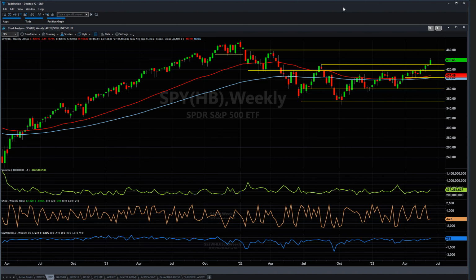As you can see, the spiders have broken out from a longer term rotational pattern, and you can see that right through here. Now, this is about the 430 area in terms of the spiders. We broke out last week and had a little bit of a sell-off coming into the end of the week. So now support is actually at the 430 level.